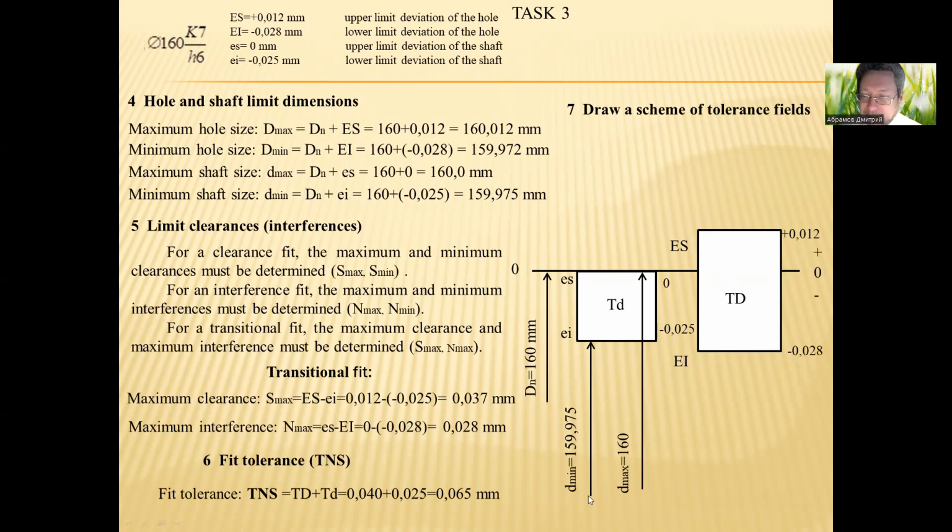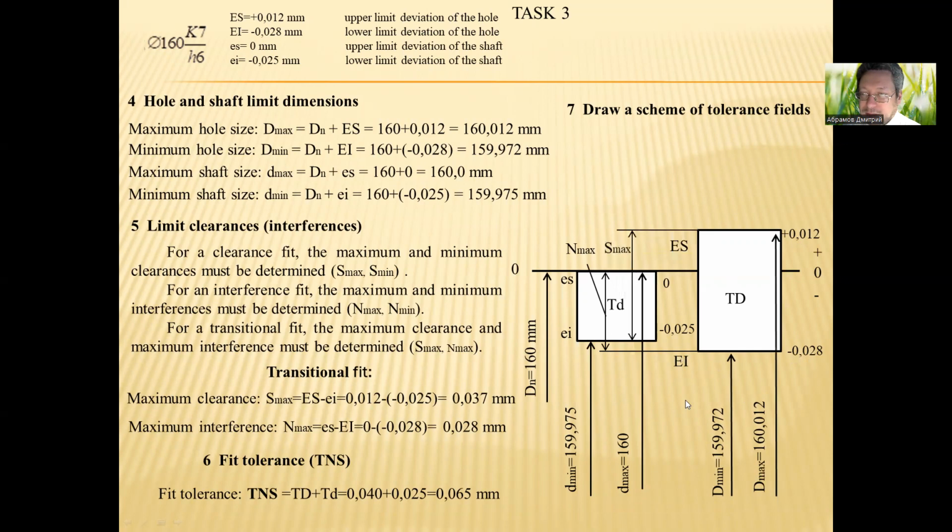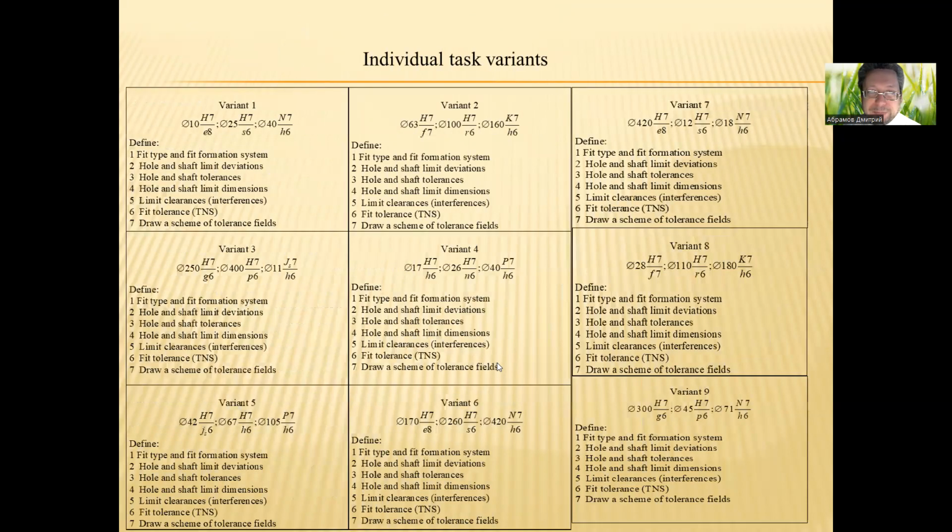Its limit dimensions of the shaft and limit dimensions of the hole. Maximum interference in the fit and maximum clearance in the fit. So we finished our 3 examples, and now individual task variants. You should do this task in your practical individual work. Do it now, please. You have the example and you have your individual task variants.